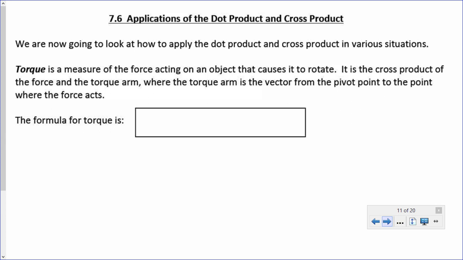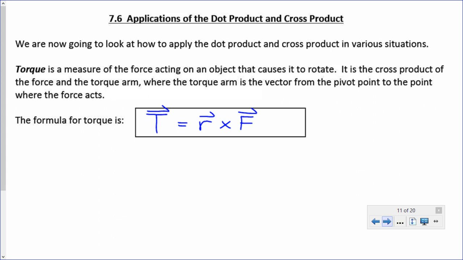So that's torque. Torque is an application of the cross product. It's the cross product of the force and the torque arm, where the torque arm is the vector from the pivot point to the point where the force acts. There's going to be a picture on the next page and I'll show you what I mean. The formula for torque is capital T vector, torque, equals torque arm crossed with force.